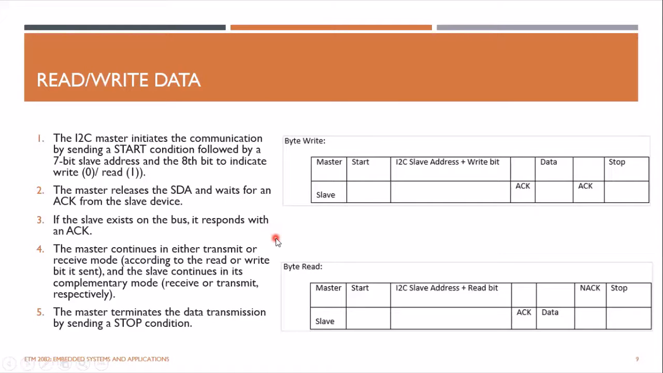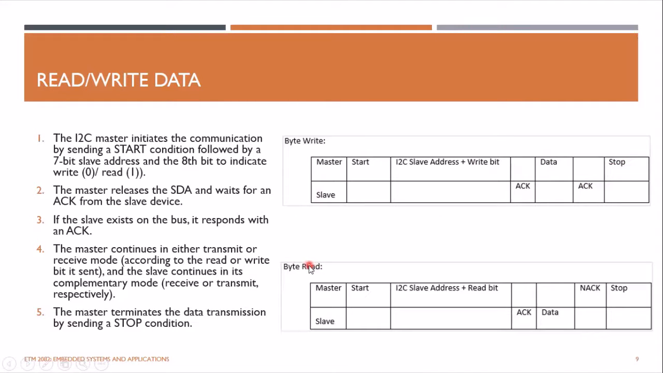And this is the read and write format. If you want to write a byte to the slave, the first one is the start bit, and then the slave address plus the write bit, right? This has a 7-bit address, and the last bit, if it is write, is 0. And the slave will acknowledge, saying it successfully received my address and the write command. Then the master will send the data which it wants to write, and the slave will acknowledge, and the master stops.